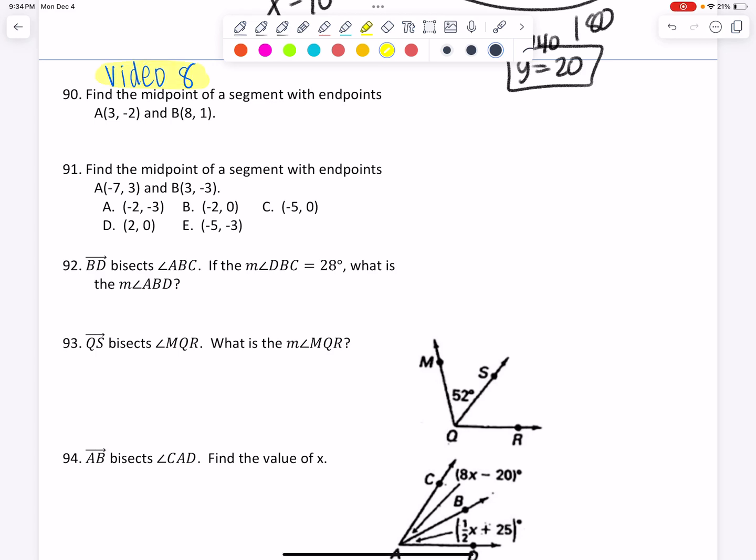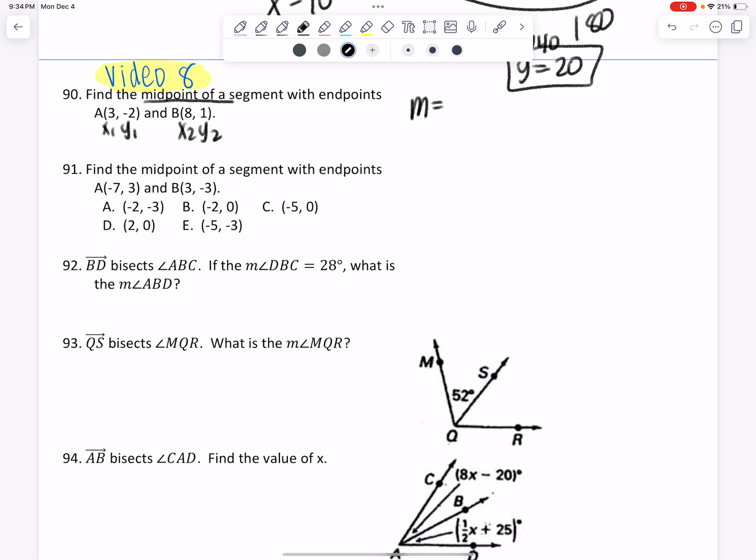Last video, best video, video 8, question 90. It says to find the midpoint, which means the middle, of a segment with these endpoints. So here's some endpoints, x1, y1, x2, y2. I'm not in a graph, but I am going to use the average.